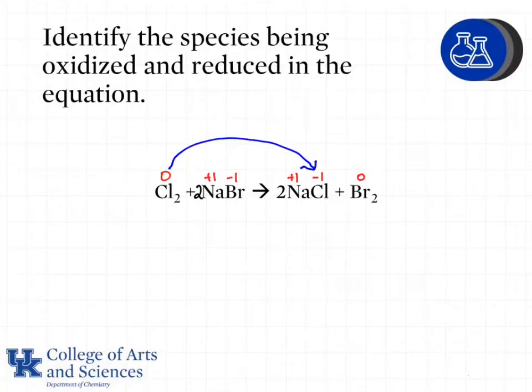Chlorine goes from 0 to -1. We see a decrease in the oxidation number, therefore this is the reduction process. Bromine goes from -1 to 0, an increase in the oxidation number, therefore this is the oxidation reaction.